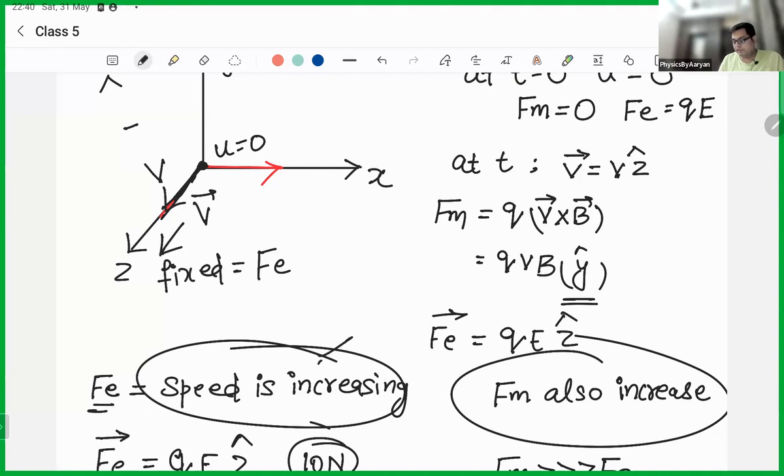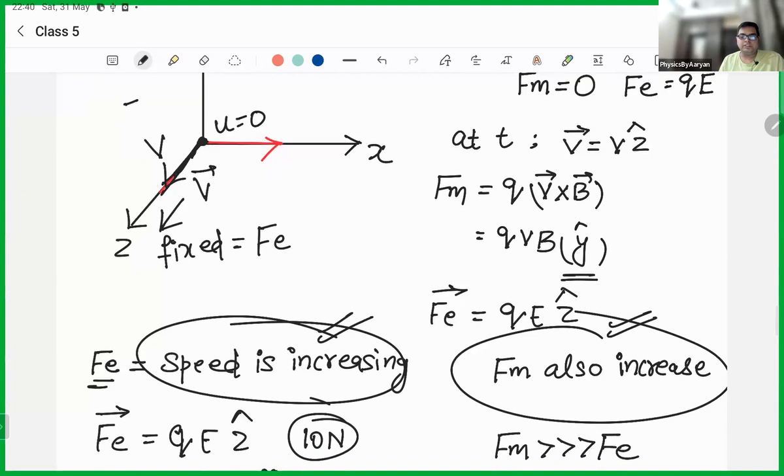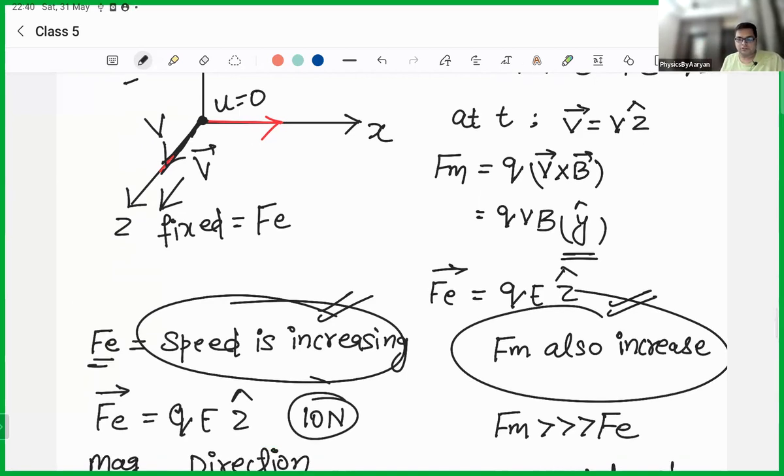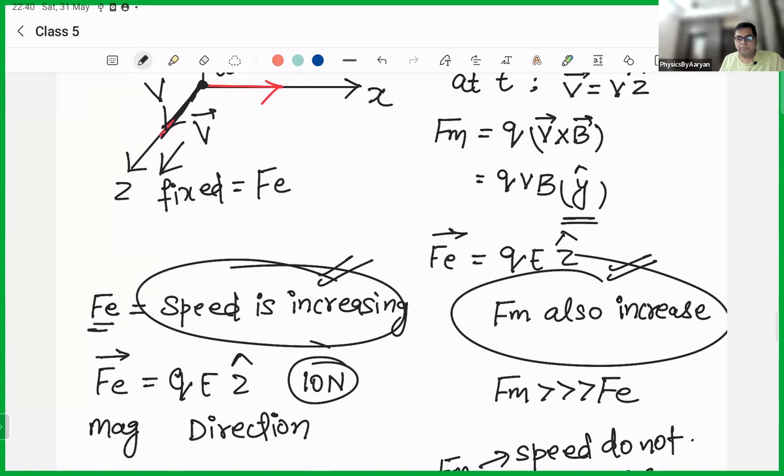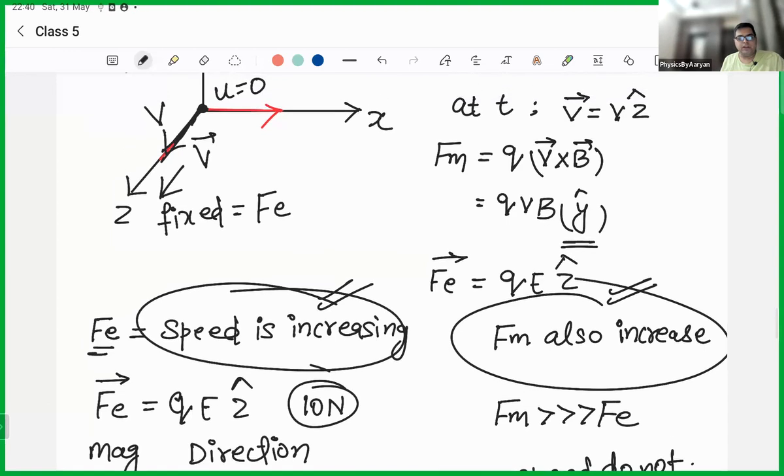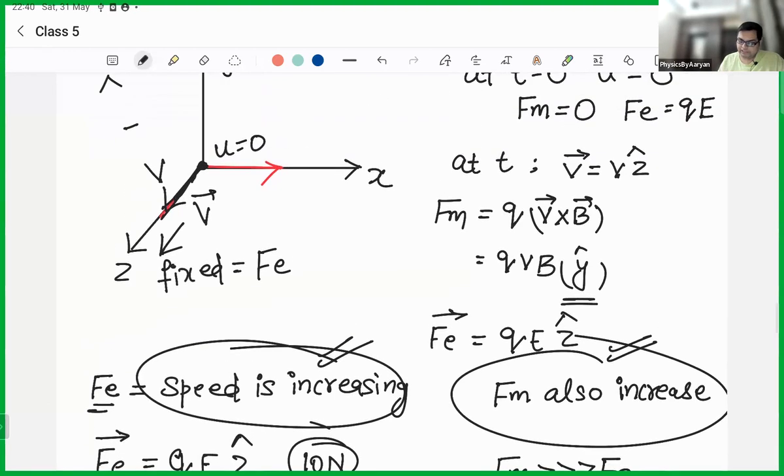If the speed keeps on increasing, the magnetic force will also keep on increasing. And then ultimately there is a point when the magnetic force will become so large that it will dominate. And the magnetic force is acting in which direction? It is acting in the y direction.